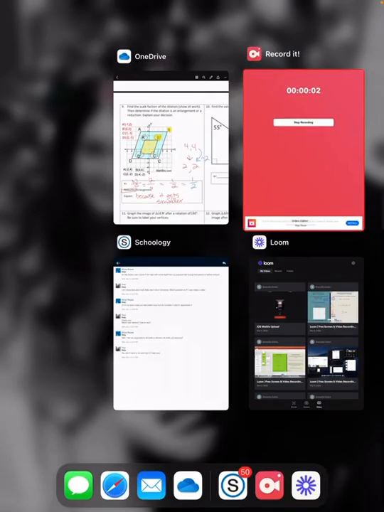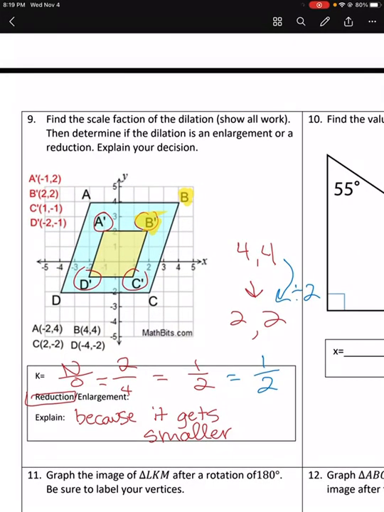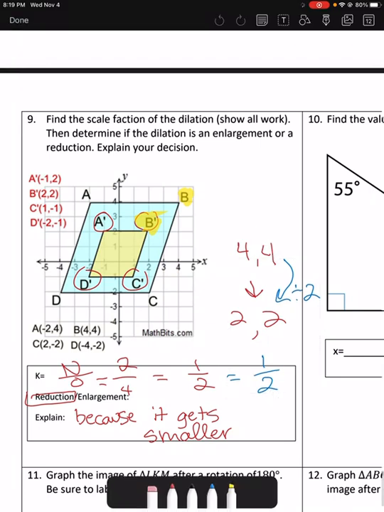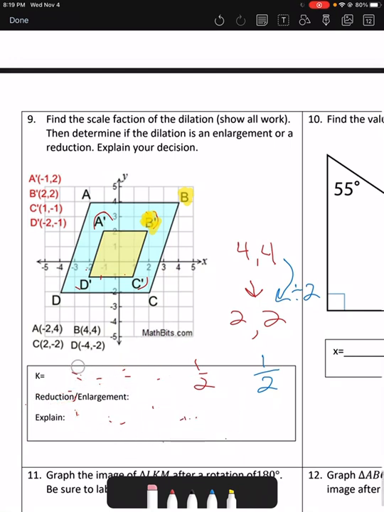All right, we're going to try this out. Hopefully this works. This is the first time I'm doing it, so let me know. So we'll start with number 9. Maybe, if I can get all of this erased.